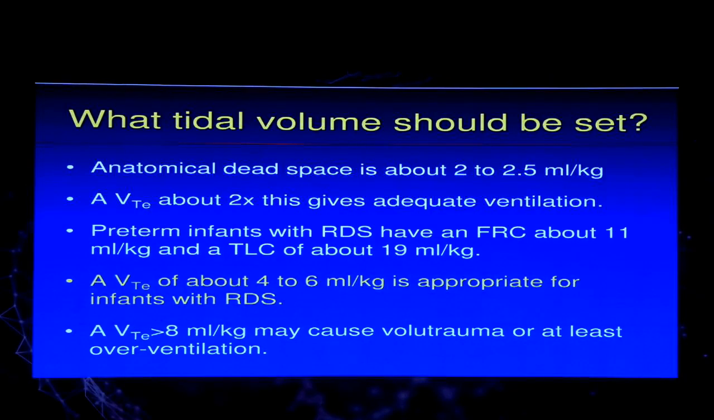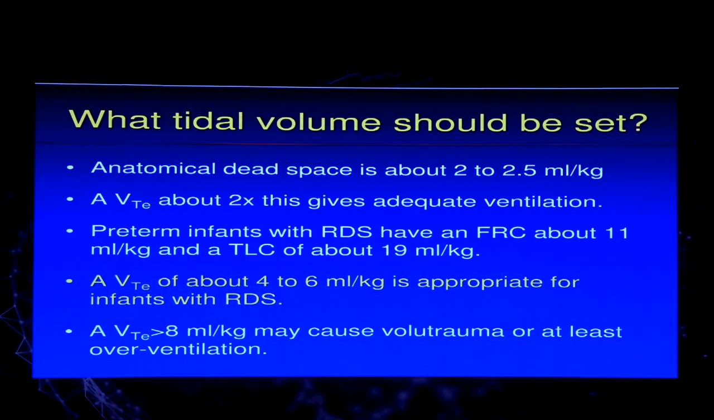What tidal volume should be set? The anatomical dead space is about 2 to 2.5 ml per kilogram. The expiratory tidal volume should be about twice that. This usually gives adequate ventilation. So we're talking about 4 to 6 ml per kilogram as appropriate for infants with respiratory distress syndrome.